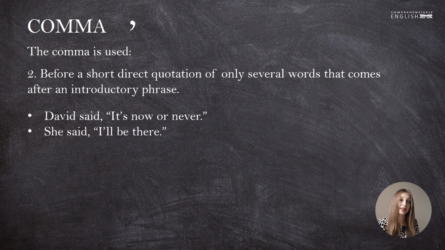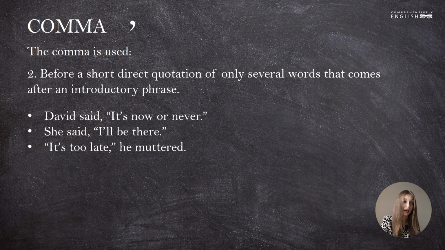Another example. She said, "I'll be there." The same, that's a very short idea. That's why we put a comma before the quote. "It's too late," he muttered. The same happens here. It's just that the introductory phrase now goes after the quote. But the idea is the same. We should separate the quote and the introductory phrase with the help of the comma. The last example, "No way," he cut. It's even a shorter phrase, right? And again, we have our introductory phrase after the quote, and it is separated by the comma.